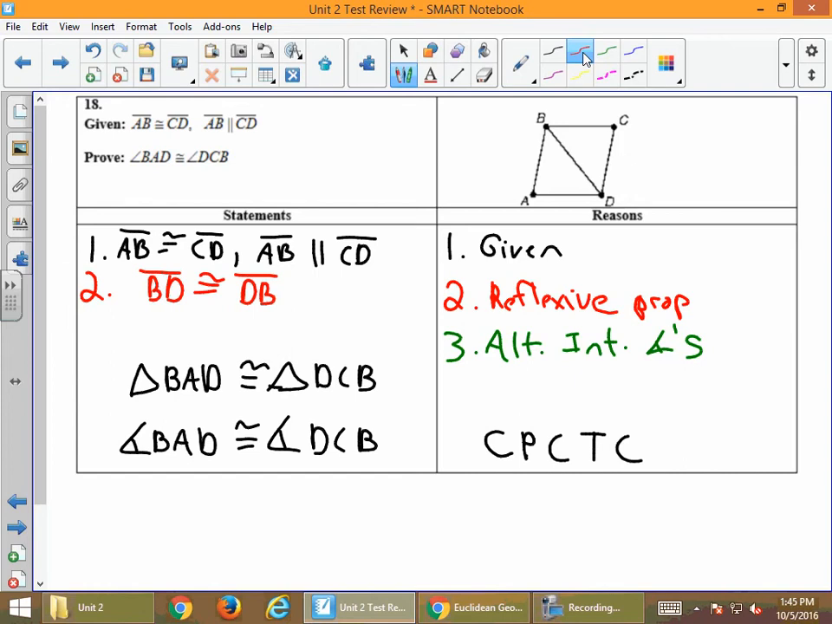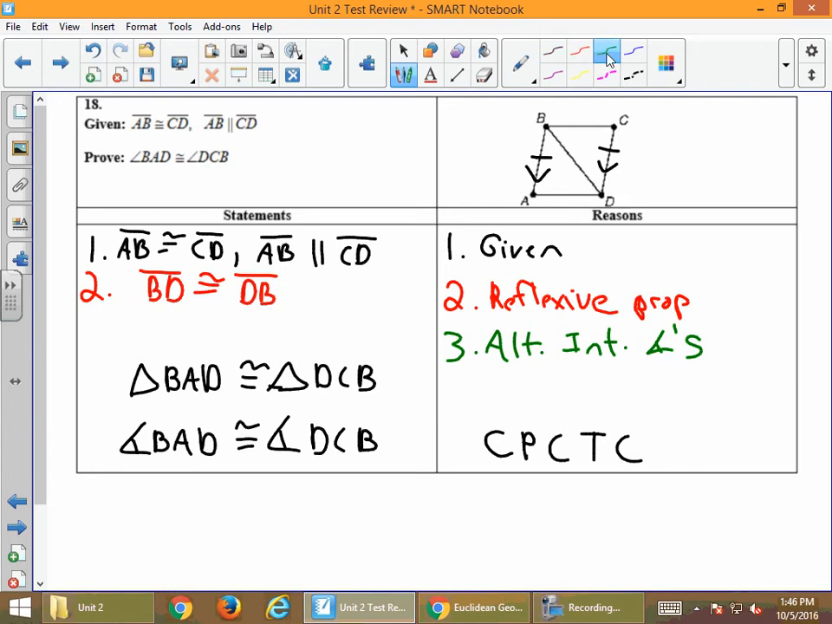Before I jump the gun here, make sure I'm marking my picture. I forgot to. Make sure I mark AB is going to go to CD, and the other thing tells me they're parallel. So how did I know it was going to have alternate interior angles? What indicated to me that one of the reasons would be alternate interior angles? Shared side tells me reflexive. How did I know alternate? Parallel lines. AB is parallel to CD. Anytime you see parallel, we have alternate interior angles.